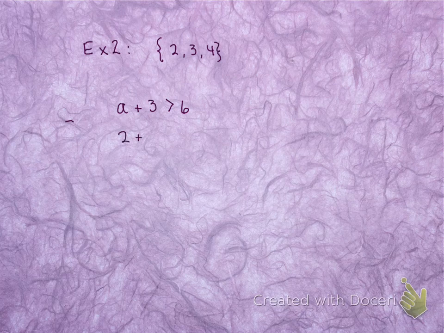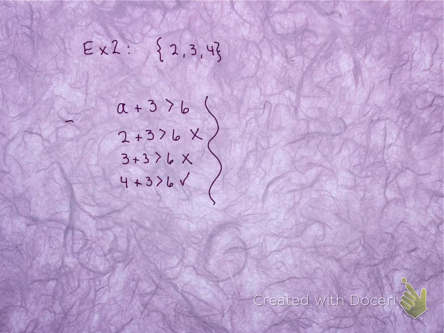So 2 plus 3, is that greater than 6? No. Is 3 plus 3 greater than 6? Now, 6 is not greater than 6. If we had greater than or equal to, then it would be true. But 6 is not greater than 6. 4 plus 3, is that greater than 6? Yes, it is. So we could also do the same thing for an example like example 2b.